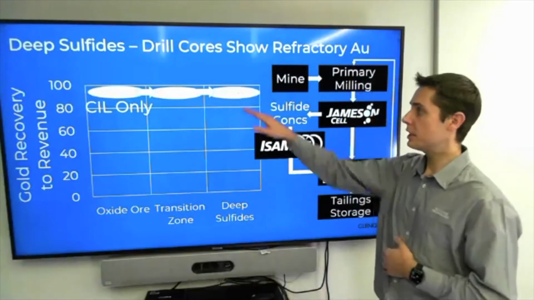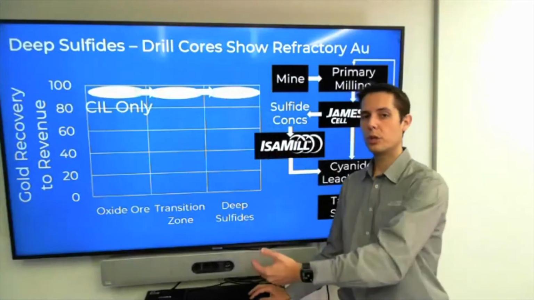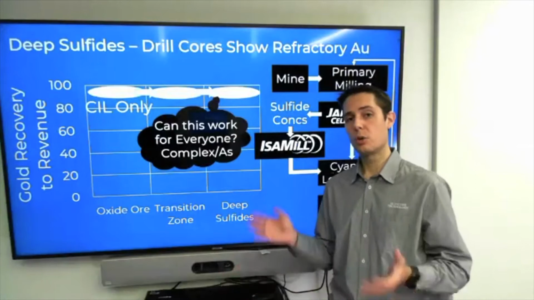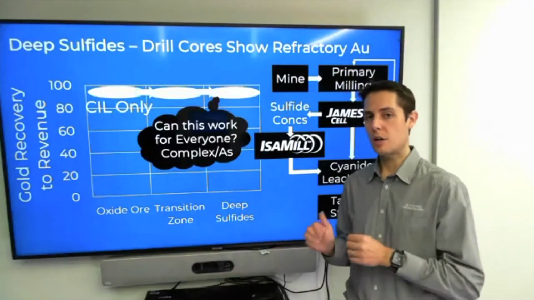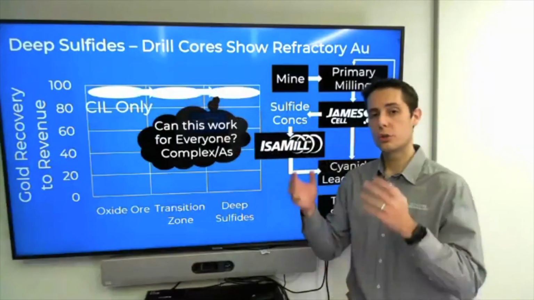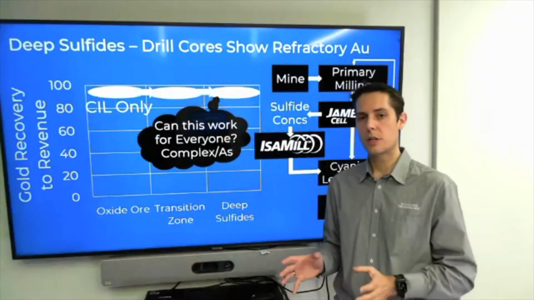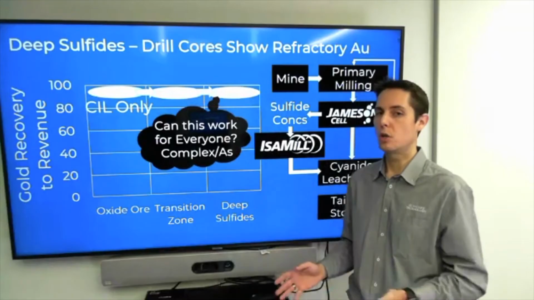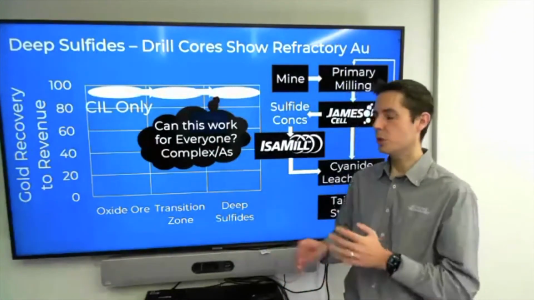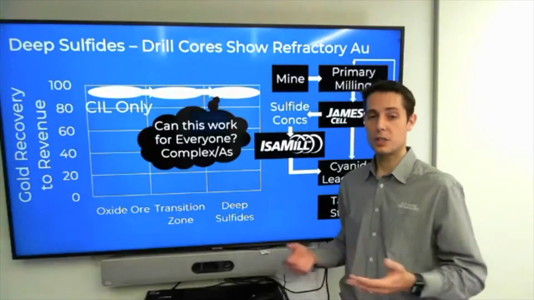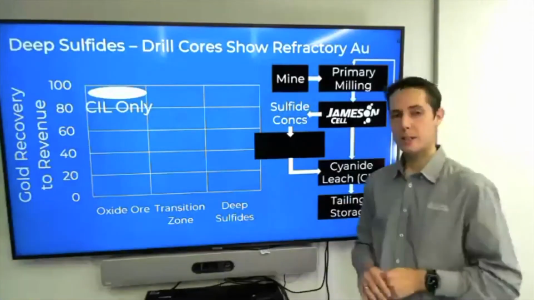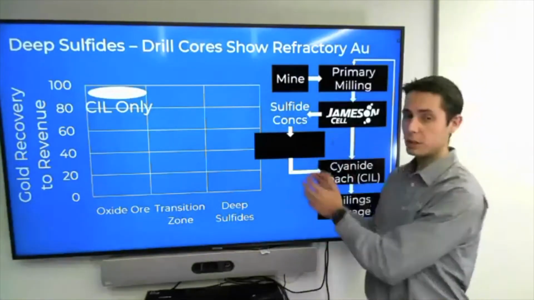So we consider, is this something that can happen even when we go into deep sulfides? Now, in some cases, the answer is yes. You are still able to achieve that high recovery. But in other circumstances, even in the transition zone, you may not be able to achieve this high recovery through fine grinding alone. It might be a complex ore body, or it could be one that is high in other minerals, such as arsenic and the like.